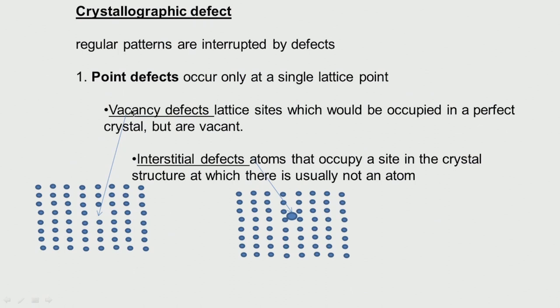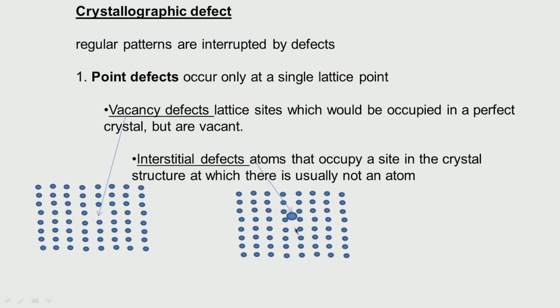So, what is this point defect? That is, it happens at one single lattice point. These are called vacancy defects. Instead of having one atom there, there is no atom, there is a gap, so that is called a vacancy defect. Of course, when you have this, the structural strength goes down.